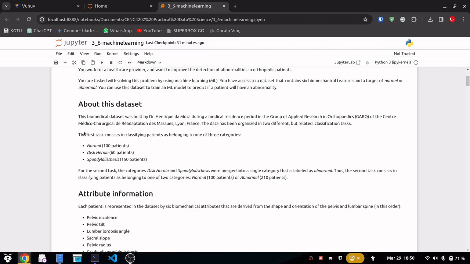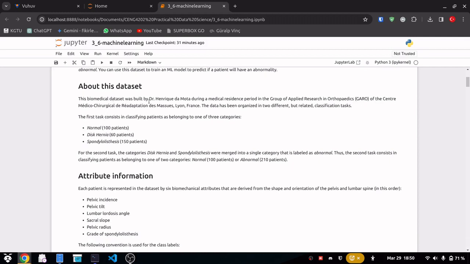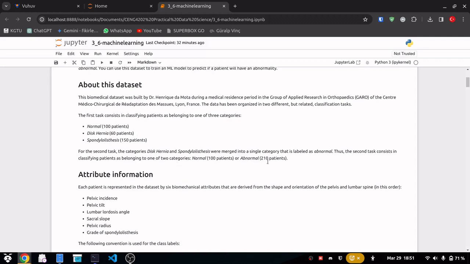About this dataset. The biomedical dataset was built by Dr. Henry Q. And the first task is classifying patients as belonging to one of the 3 categories: normal, dyschondria, or spondylolisthesis. For the second task, the categories dyschondria and spondylolisthesis were merged into a single category that is labeled as abnormal. Thus, the second task consists in classifying patients as belonging to one of the 2 categories, normal or abnormal.